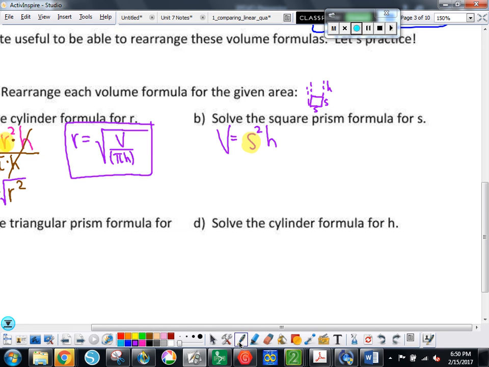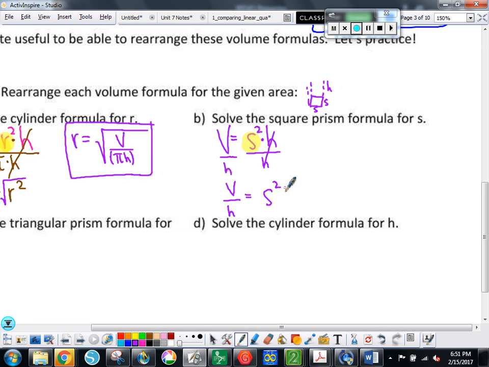So the very first thing you do is see how these two are connected together. You can't take the square root of something until it's all by itself. So you need to cancel the times h. Let's divide both sides by h. And volume over h equals S squared.